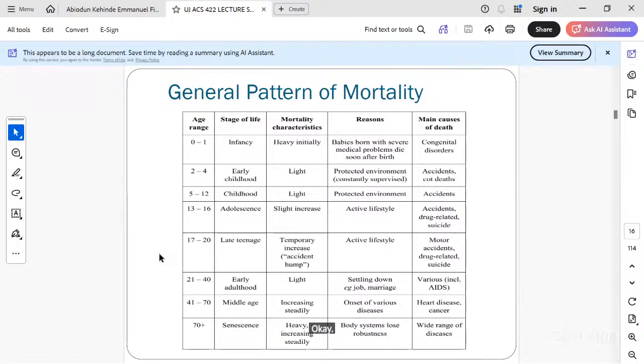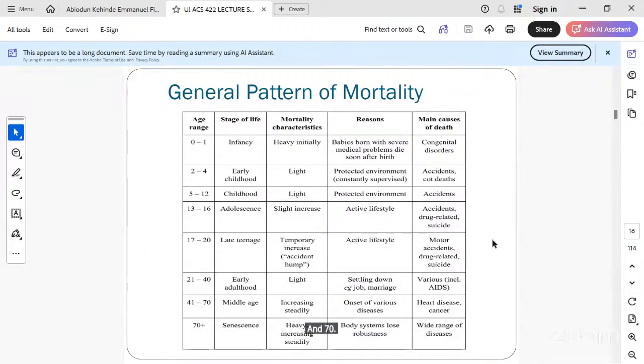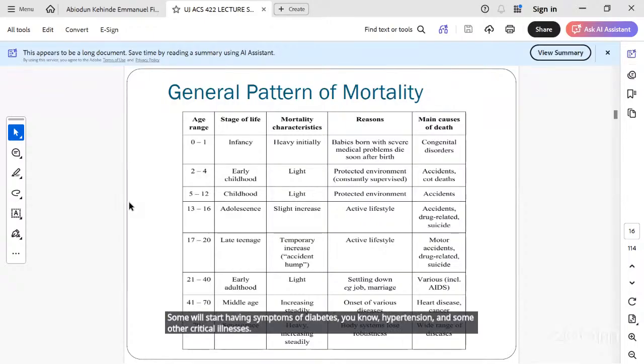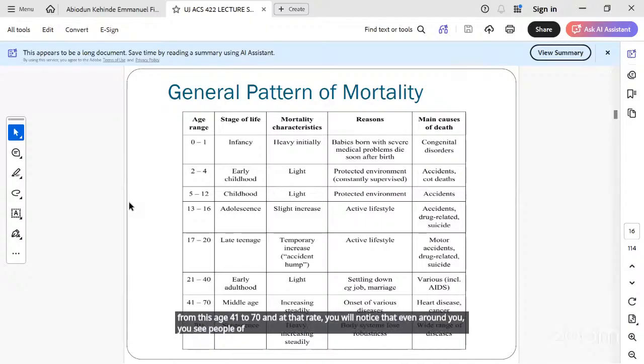Okay. And then between 41 and 70, issues started coming in. That's where some life-threatening disease will start showing. Some will start having symptoms of diabetes, hypertension, and some other critical illnesses. It will start showing up from this age 41 to 70. And at that rate, you will notice that even around you, you see people of young age, between 41 and 70 dropping dead. It will start accelerating from that point.